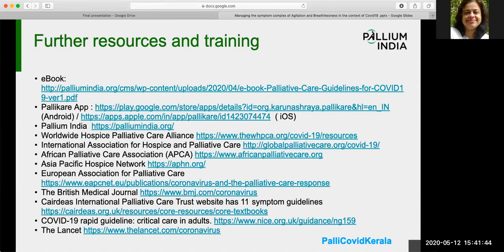We've also given you some further resources and training. All these websites are useful links for COVID-19 as well as details about palliative care in case you're interested.